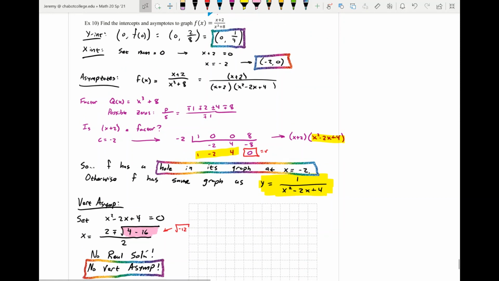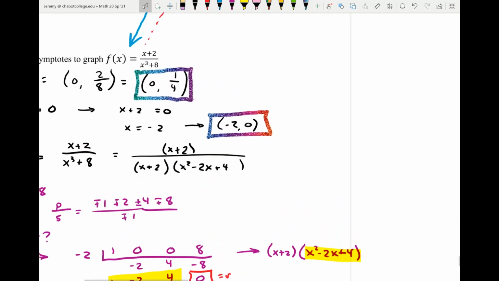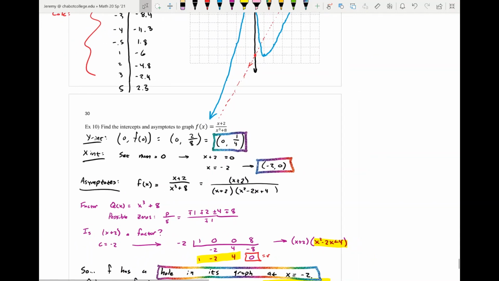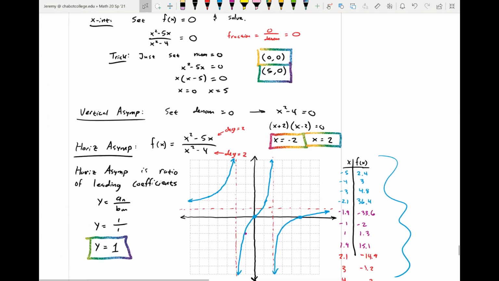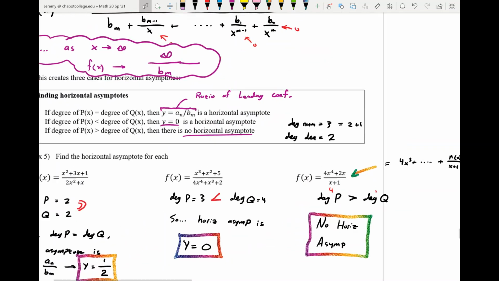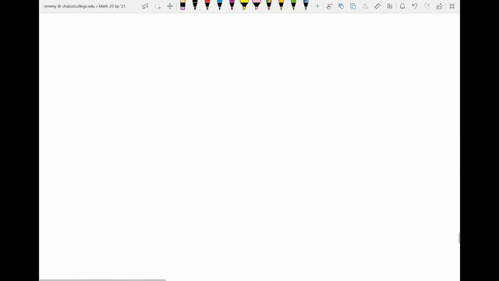And then for horizontal asymptotes, we can do this quickly. Since the denominator has higher degree than the numerator, let me just scroll up real quick, the degree of p is less than the degree of q. So we are looking at this situation. So that means that our horizontal asymptote is y equals 0.